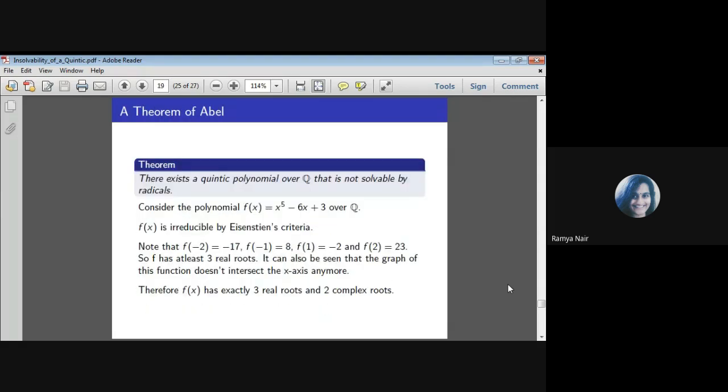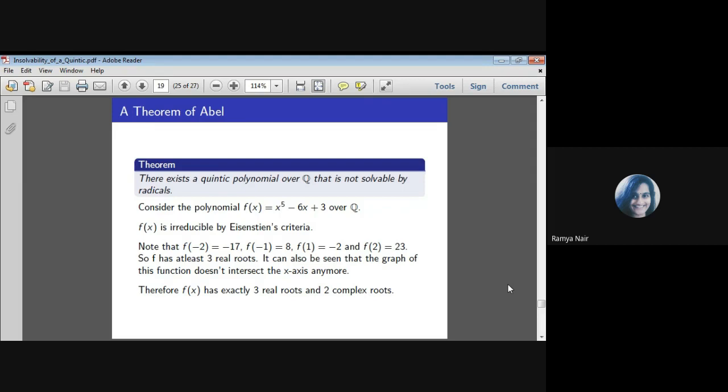So this is a theorem of Abel. What Abel said was there exists a quintic polynomial over Q that is not solvable by radicals. That means he gave an example of a polynomial that is not solvable by radicals. That is, the splitting field of this polynomial is not a radical extension of Q. The polynomial that he supplied us with was x to the 5 minus 6x plus 3.